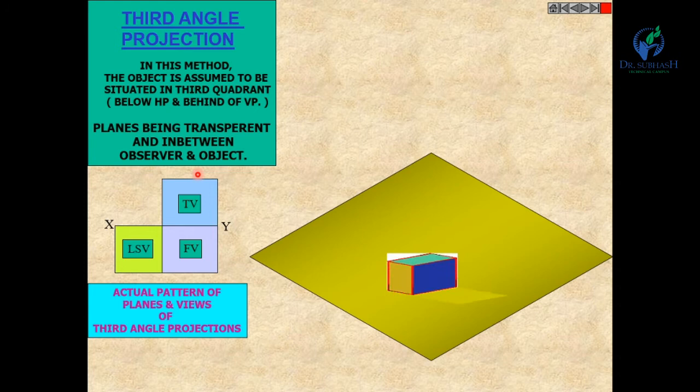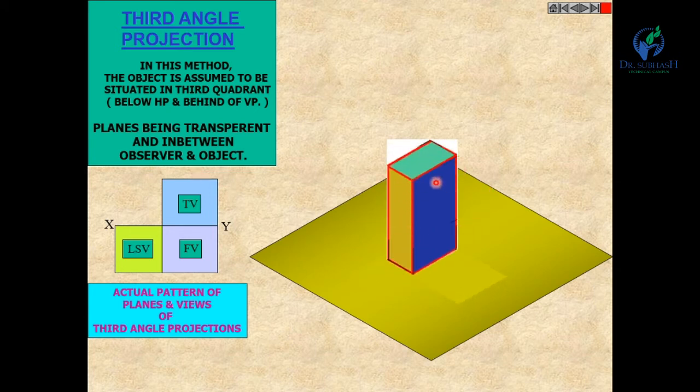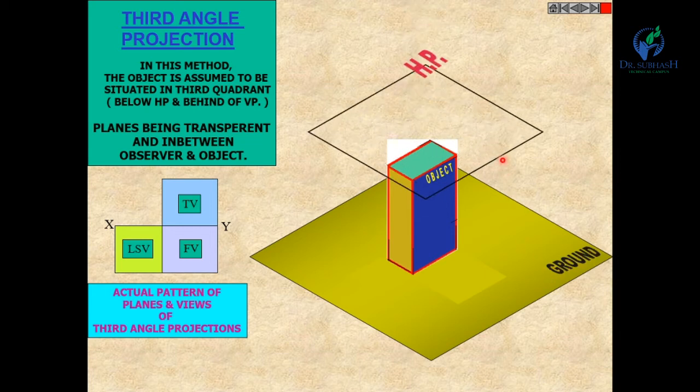See how our object is there, and this is the ground. This is the ground and this plane is the horizontal plane. You can see this is the position of the observer. The object is here, so the plane is in between the observer and the object. So how can you see this object if this plane is transparent?